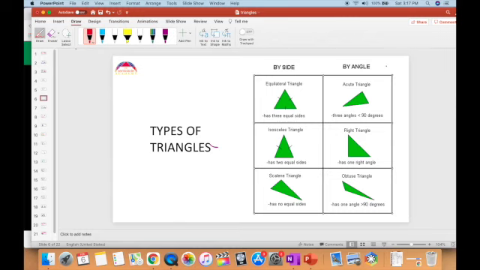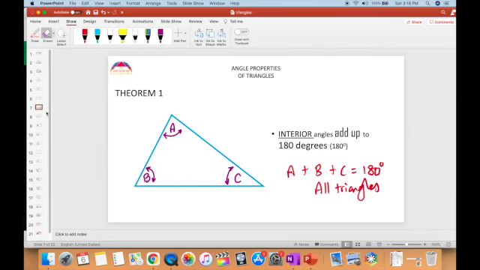We could also classify triangles by the angle. So we have the acute triangle, we have the right angle triangle, and we have the obtuse triangle, which is greater than a right angle, greater than 90. And this is where you're going to have to remember a lot of stuff. There are a lot of triangle theorems.